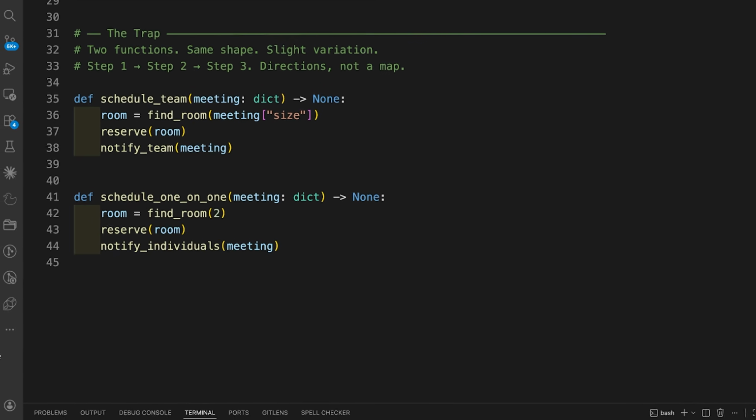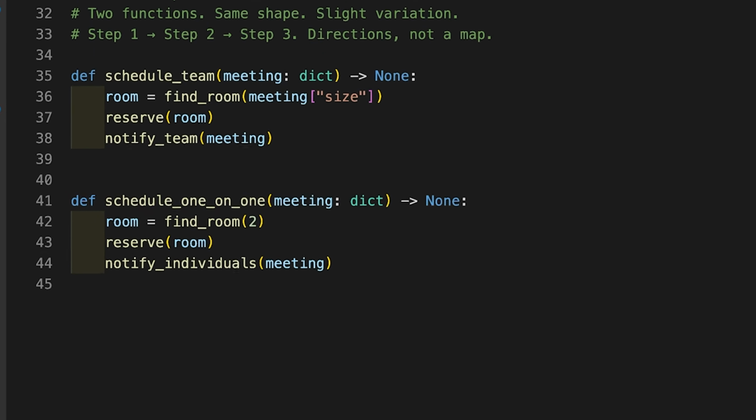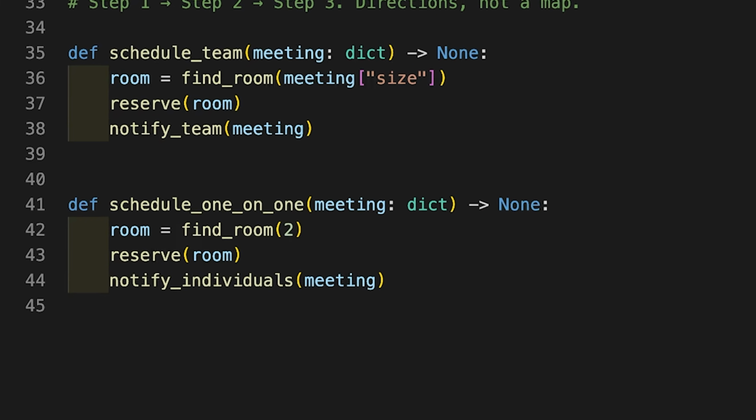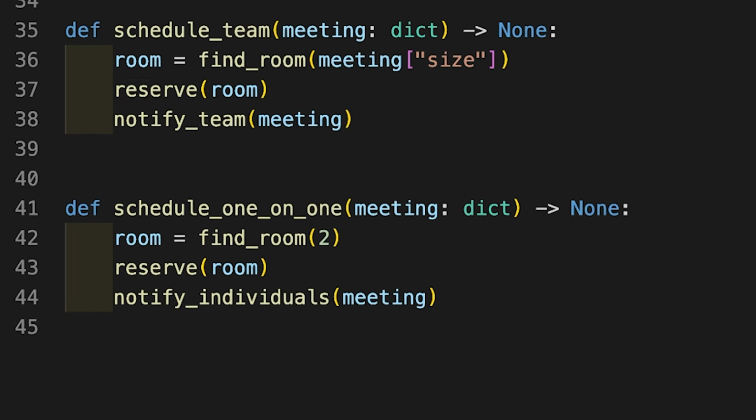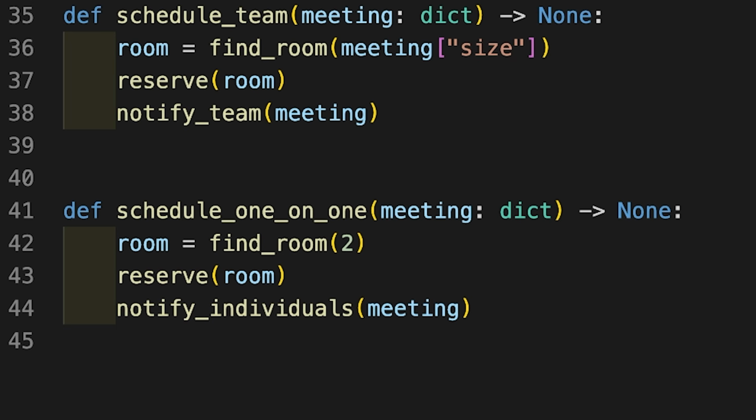Here's some code. We're looking at two scheduling functions here. They're clear. They work. This is procedural thinking. Step 1, step 2, step 3. Let's freeze this and look at the shape of what's happening. These functions describe what to do, but they don't describe what exists, how things relate to each other, or where behavior should live. Claude, what do you see here?